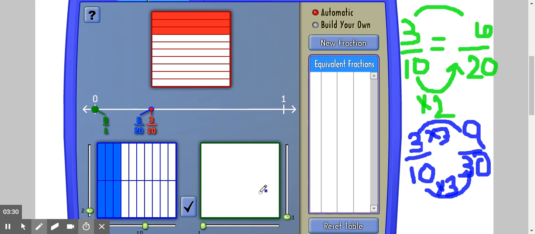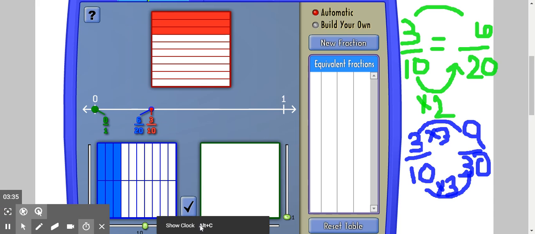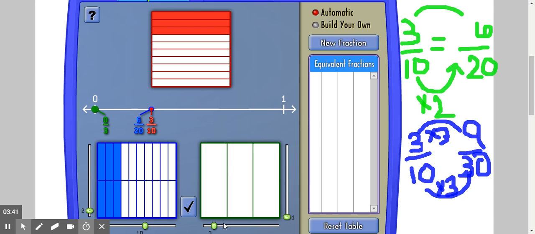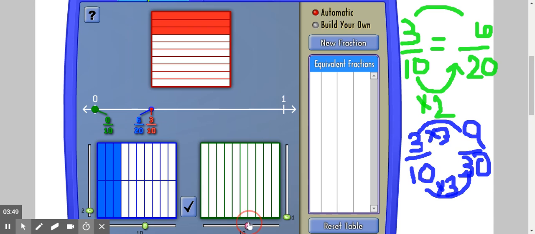So I've got to get this whole to be 30 pieces. Well, I can do that by clicking over here. I need 3 by 10, or I could go 10 this way, right? And then I can make it 3 sections like that. And then how many would I need to click? Well, 1, 2, 3, 4, 5, 6, 7, 8, 9. And again, remember they're on the same place on the number line. So all 3 of these are equivalent fractions.